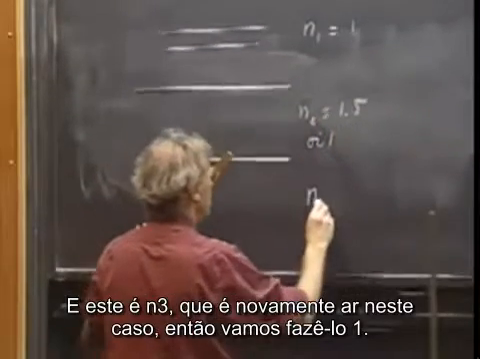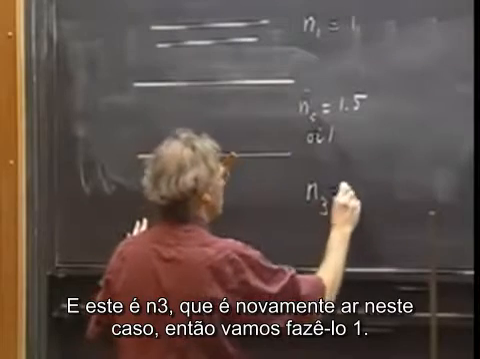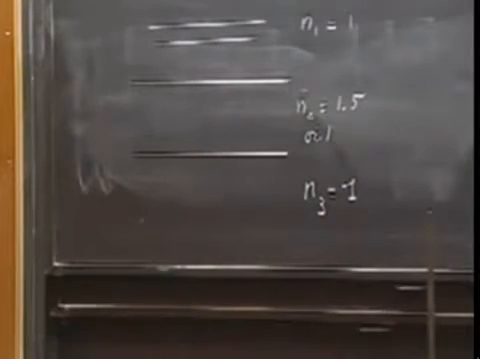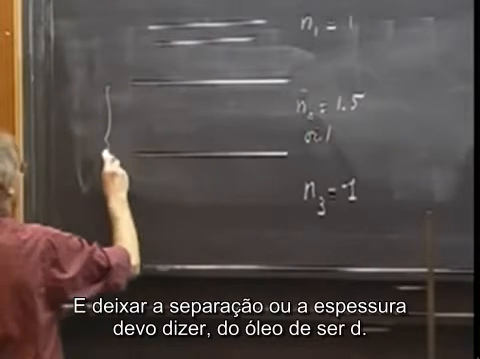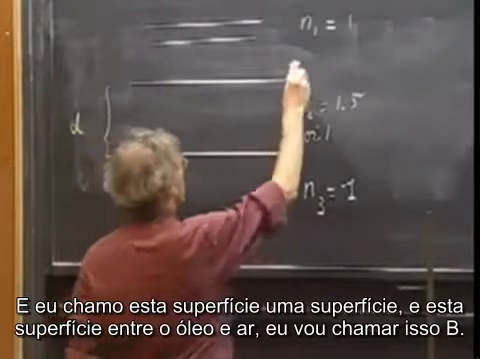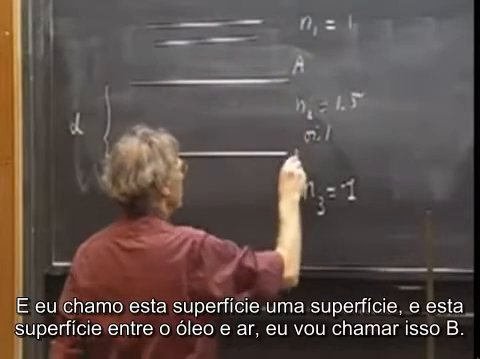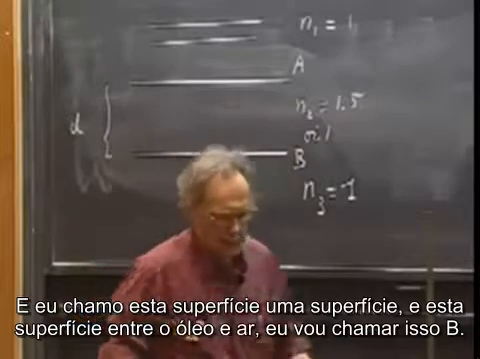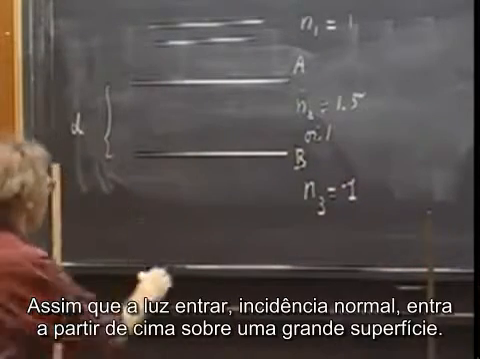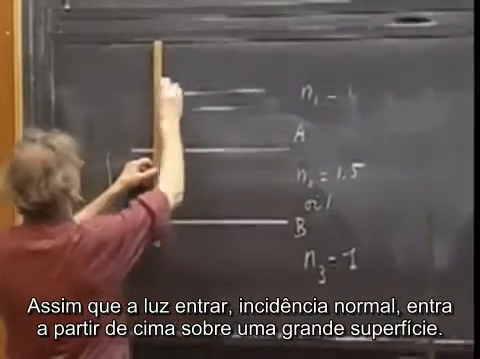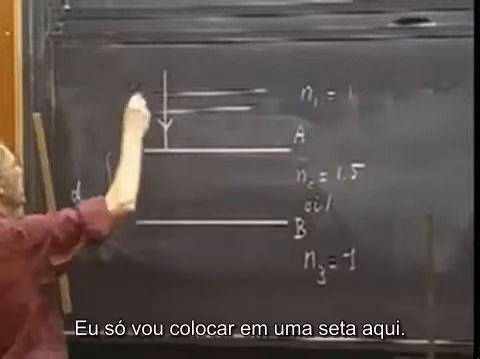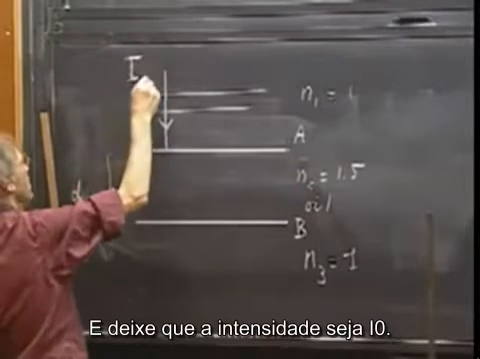And this is N3, which is again air in this case, so let's make it 1. It doesn't have to be air, but I will make it air. And let the separation, or the thickness, I should say, of the oil be D. And I call this surface A, and this surface between oil and air, I'll call that B. So let light come in, normal incidence, comes in from above, over a large surface. I just put in one arrow here, and let that intensity be I0.